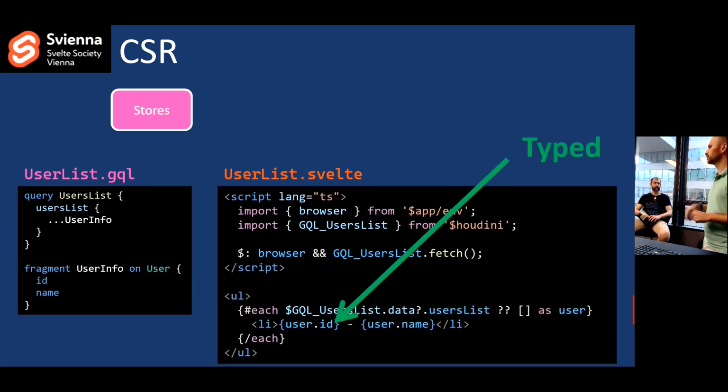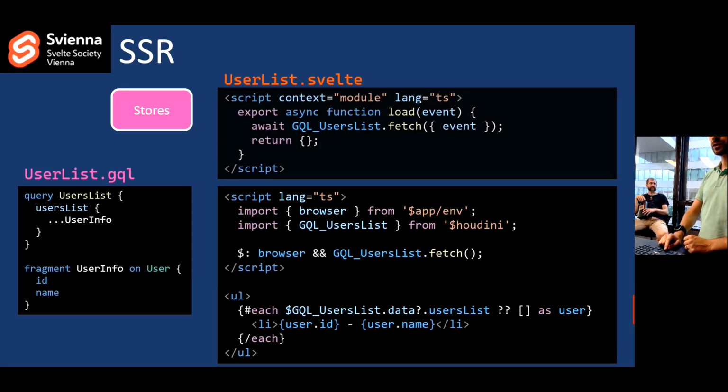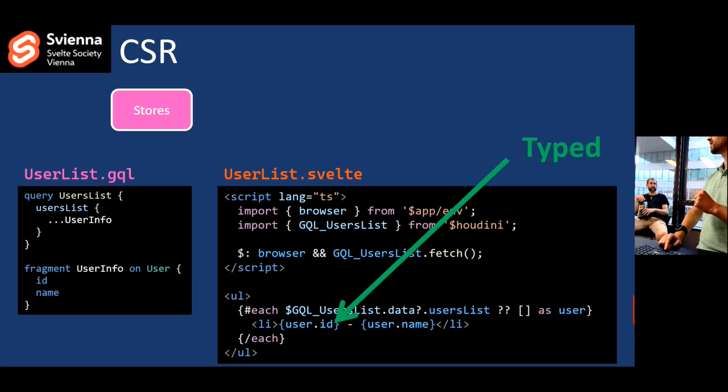And then we have what I said just before: everything is typed. So I can display here the ID and the username, and it cannot make any mistake. And when I go again on my user list, add a new field, then generate everything again, every type is again coming from the store and I'm able to display it. And this was, just before, for CSR.